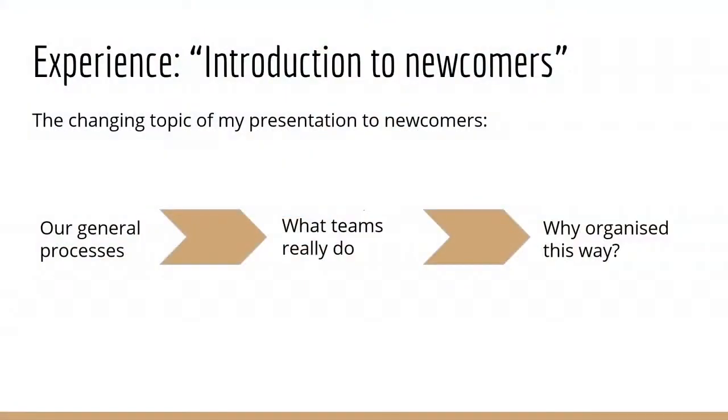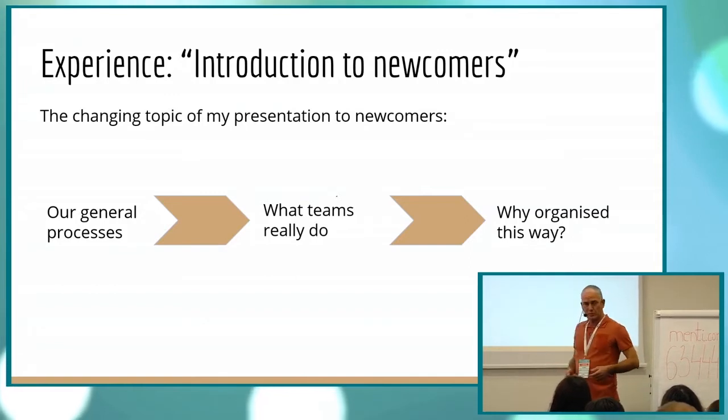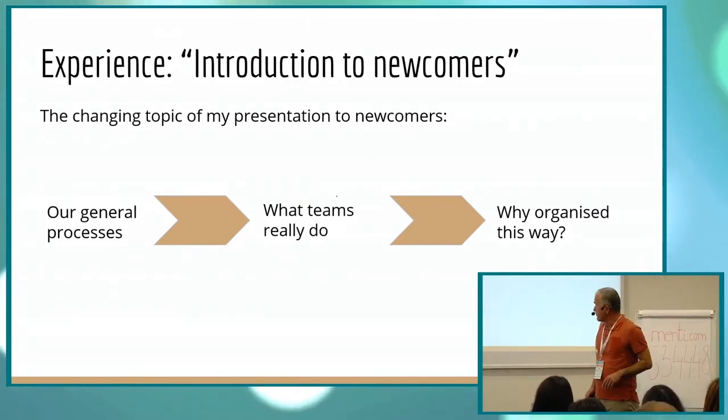Now, in my role as Scrum Master lead for Evolution Gaming, I was asked to tell something about our processes to new people in the engineering department. The engineering department is some 300 people in total. When I did this the first time, I told something about our general processes. This is the kind of thing we do. We do Scrum. We also do some Kanban. So I thought about Scrum, I thought about Kanban.